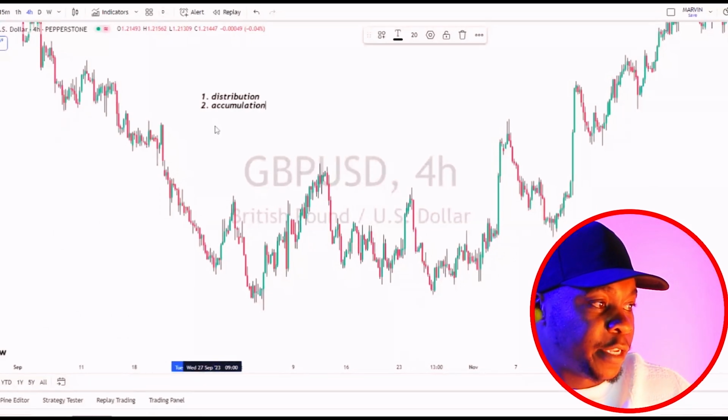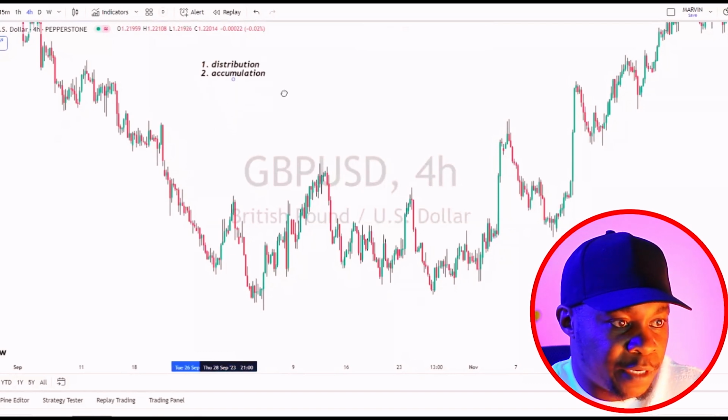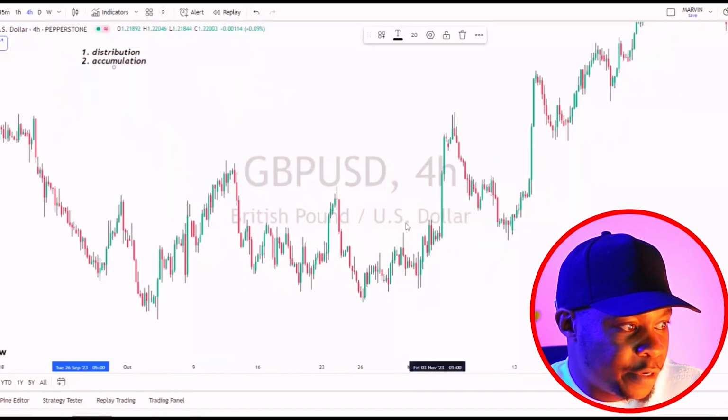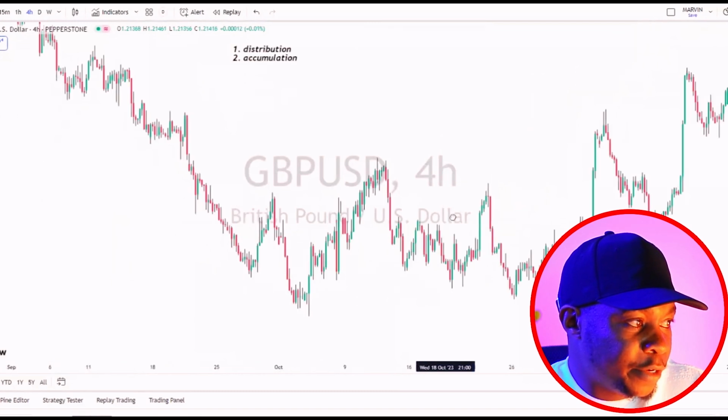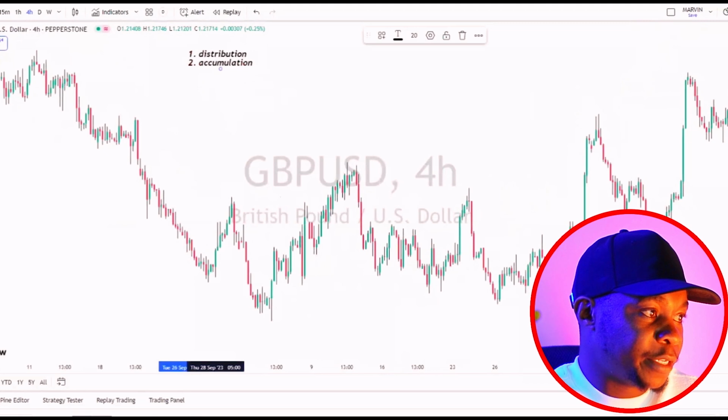So distribution of orders and accumulation of orders. These are the two main smart money activities that will guide you on how to identify the zones of demand and supply. So let me start with the accumulation here.